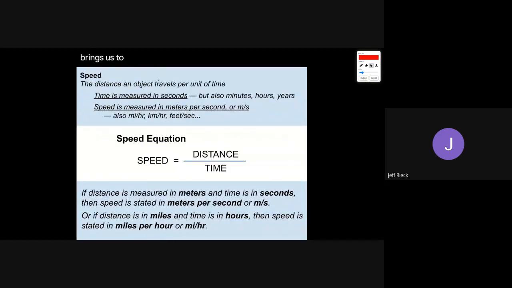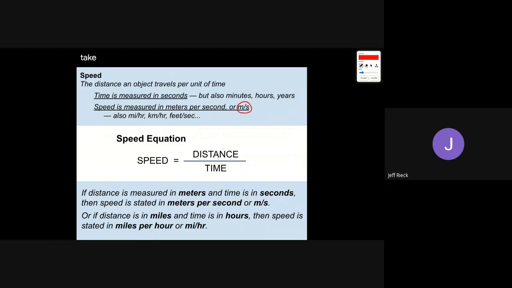Which brings us to the topic of speed. We can define speed as the distance an object travels per unit time. We're going to use seconds to measure time. Of course, there are other ways that we could measure that, but for us, we're going to focus on seconds. And speed is going to be measured in meters per second. And you can see here how we would represent that. This is meters per second. And of course, our speed equation is distance divided by time.